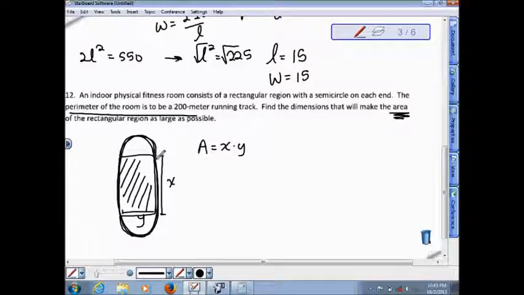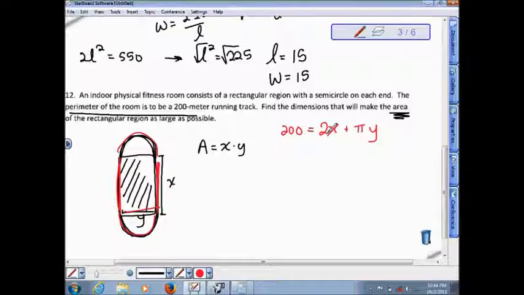Now, the perimeter is these two sides of the rectangle. Let me do this in a different color. It's this side of the rectangle and that side of the rectangle. So the perimeter, 200, is equal to 2x, but then it's also this top half and the bottom half. So it's actually the full circumference of a circle, and the diameter of that circle is y. Now the circumference of a circle is pi times the diameter. So we have plus pi times the diameter of y. So this is the perimeter.